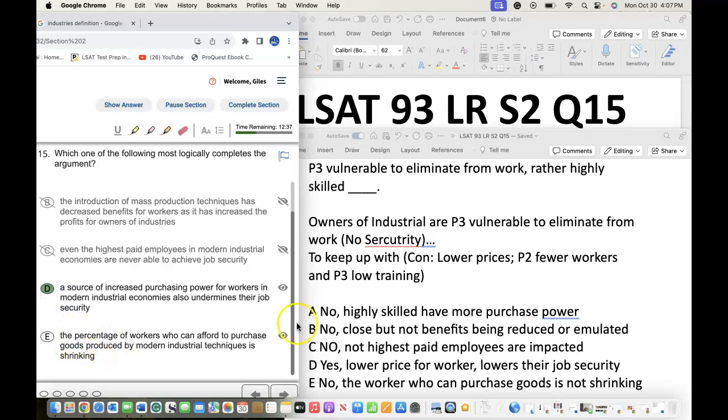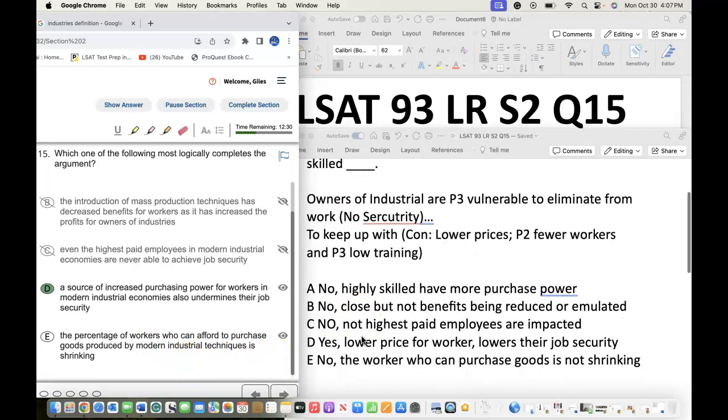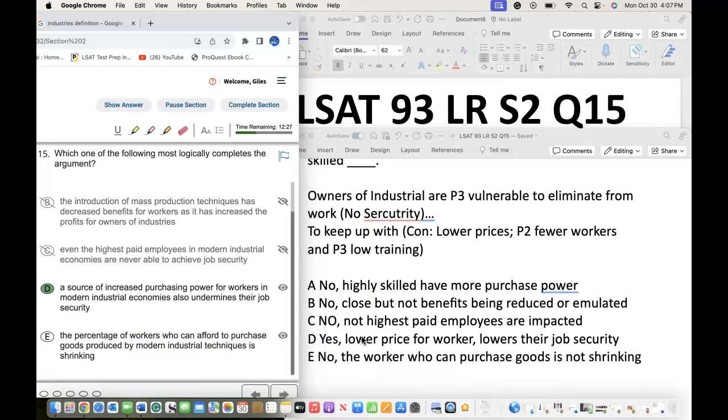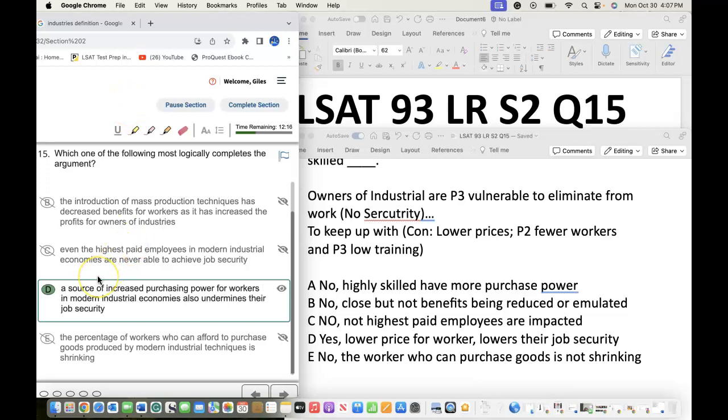Let's see if E is better. The percentage of workers who can afford to purchase goods produced by modern industrial techniques is shrinking. No. The number of workers who can purchase goods is not shrinking. That's not the way the logic completes. So between E and D, D is definitely better. I'll get choice E out and see what we're left with, and we've got the correct answer, D. A source of increased purchasing power for workers in modern industrial economies also undermines their job security, which matches up exactly with what we said before with the stimulus.